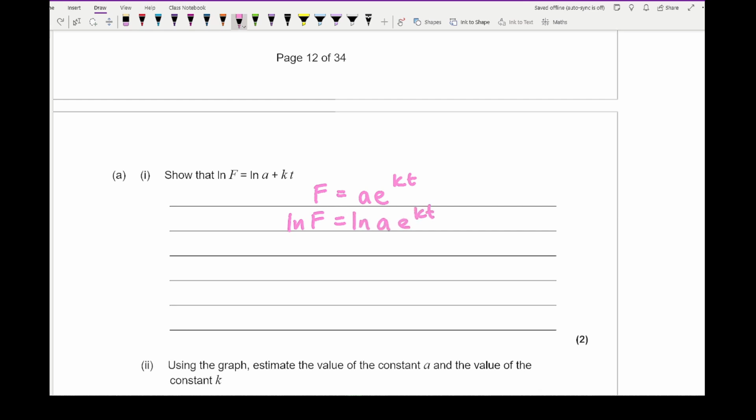Then I can write the right hand side as ln a plus, because it's been multiplied, ln e to the kt. Now ln and e will just cancel out, so that then becomes ln f equals ln a plus kt, which is exactly what they wanted me to show.